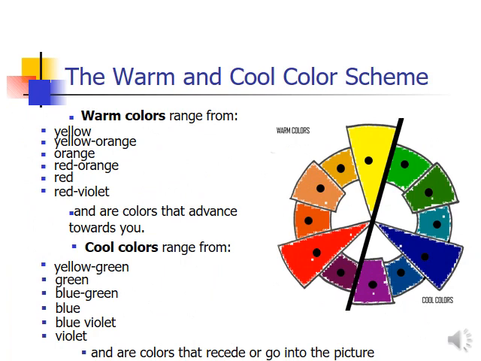You need to know the difference between warm and cool colors. The warm colors range from yellow, yellow orange, orange, red, to red violet, and are colors that advance towards you. Cool colors range from yellow green, green, blue green, blue, blue violet, and violet, and are colors that recede or go into the picture. So we have this color wheel with the warm colors and the cool colors.